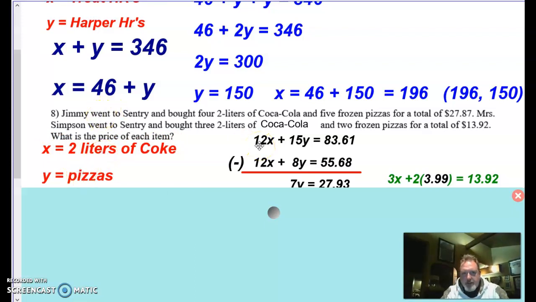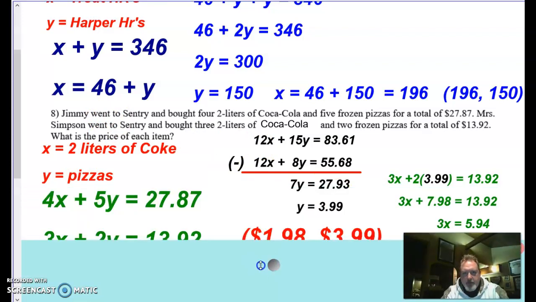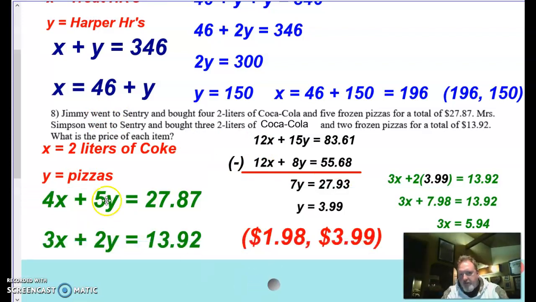And we got Jimmy here. He went and bought, we'll get our equations here. Sorry about that. 4 2-liters, 5 pizzas for $27.87. And then we have Mrs. Simpson, and she bought 3 2-liters and 2 pizzas for $13.92. The X's are not opposite or the same, and the same thing with the Y, so we're going to have to multiply. What I did is I multiplied this top equation by 3, bottom one by 4.